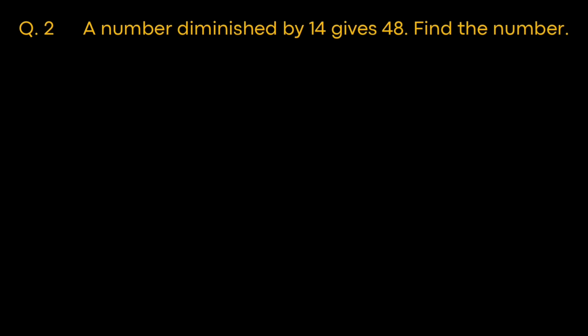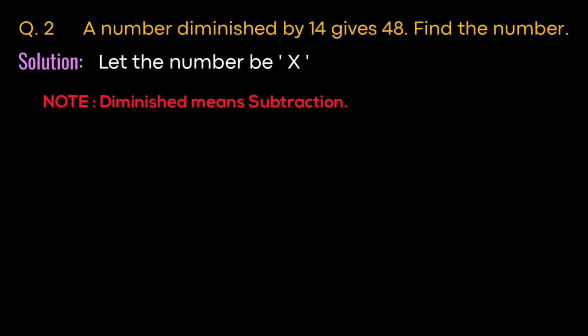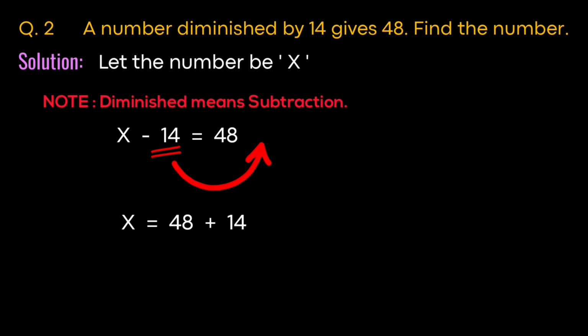Question 2. A number diminished by 14 gives 48. Find the number. Solution. Now since the number is unknown, let us consider the number as x. The meaning of diminished is subtraction. It means x minus 14 is equal to 48. Now transfer minus 14, which is in LHS, to RHS. We get x equals to 48 plus 14. And finally we get the answer x equals to 62.